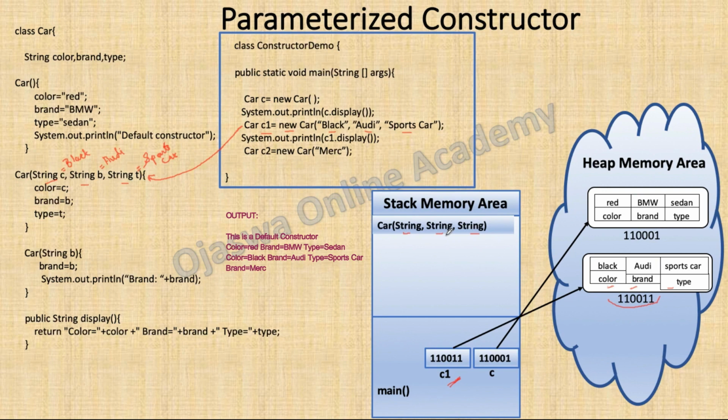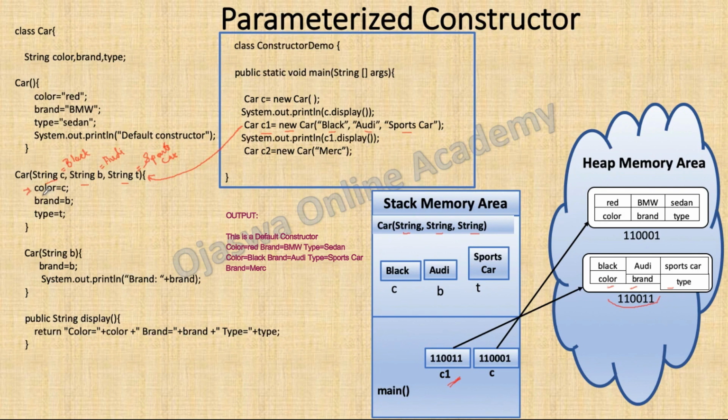So inside the memory there will be a space for this constructor where its local variables will be reserved. The constructor having 3 parameters, all of type string, has 3 local variables. Value black is assigned to variable C, value audi is assigned to variable B, and sports car is assigned to T. The memory for local variables is reserved and the values are stored inside it. After this, code inside the constructor will execute.